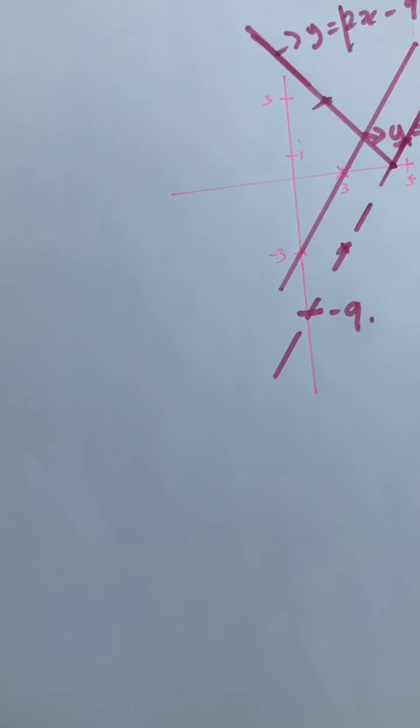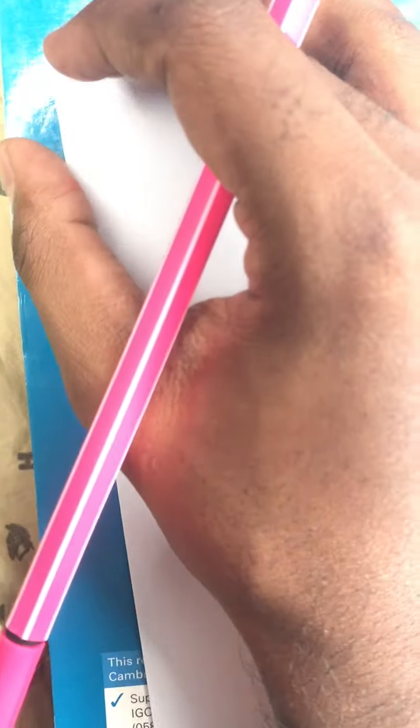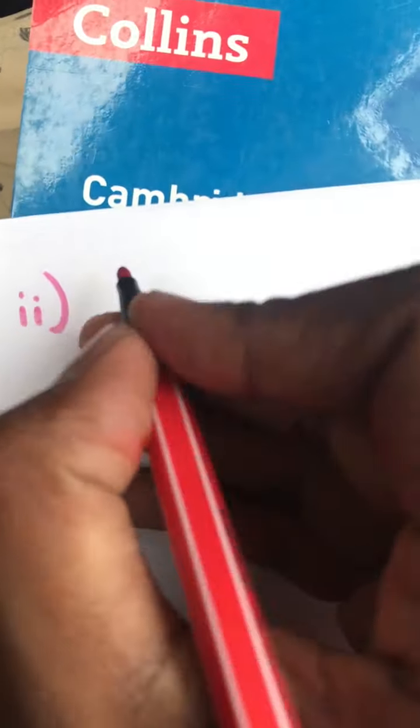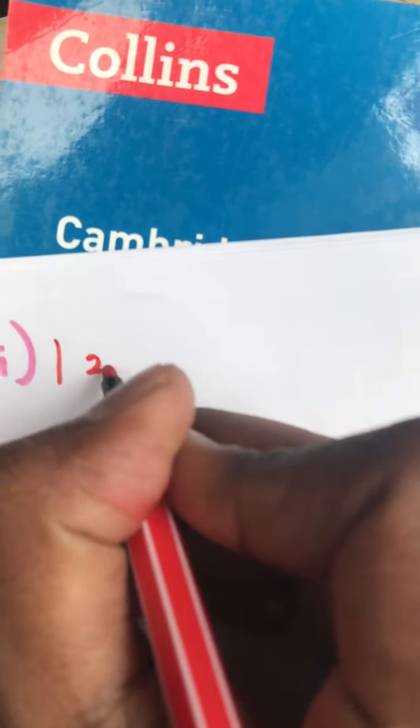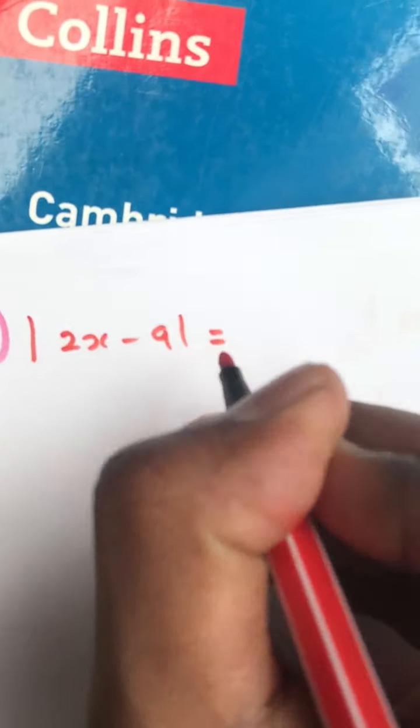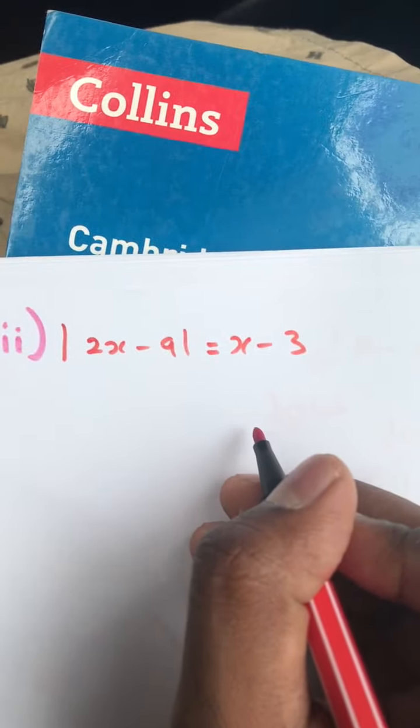The next question I think I can't do here. I'll do it in a new page. So the next question, I'll just write down quickly. Give me some time, guys. So question 1, Roman 2. Sorry, the marker is not dark enough. I'll get another marker. They say modulus 2x minus 9 equals x minus 3.